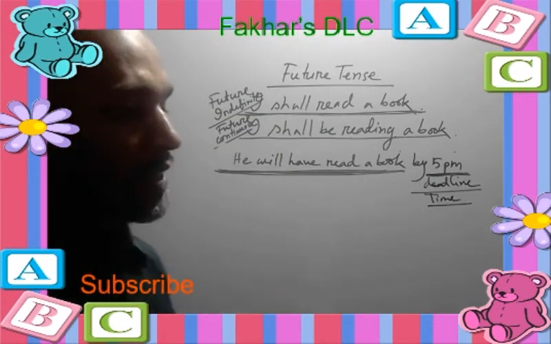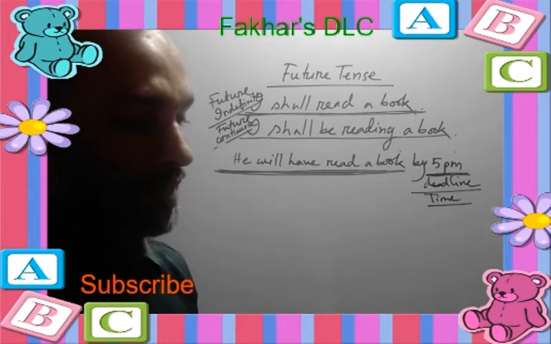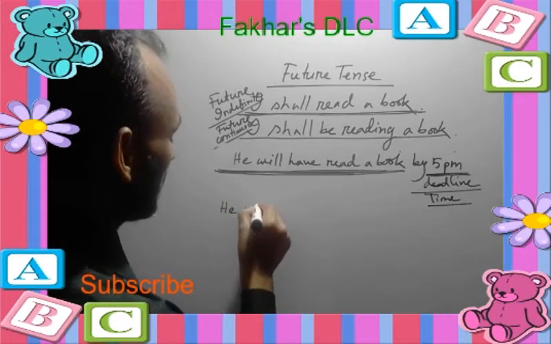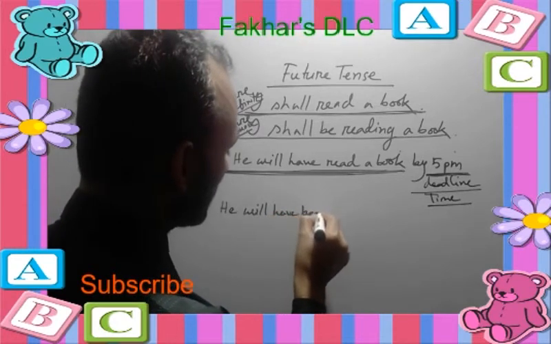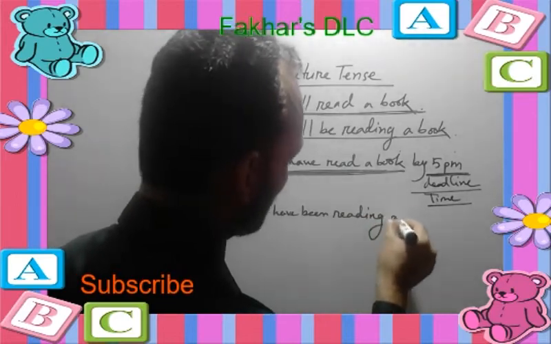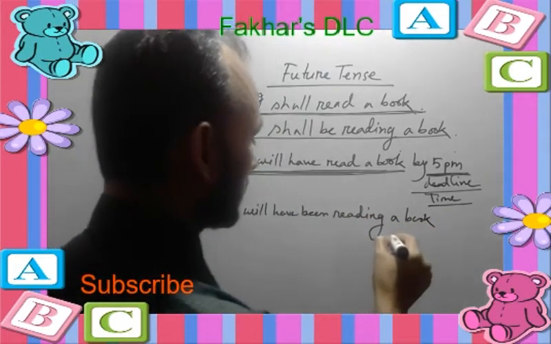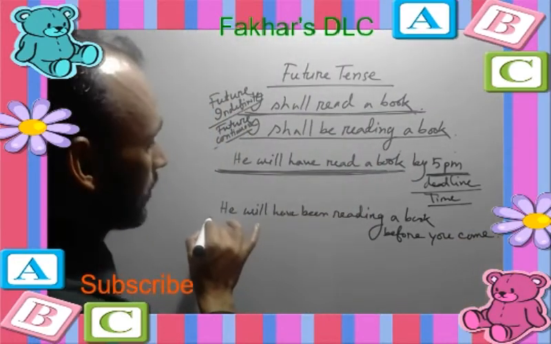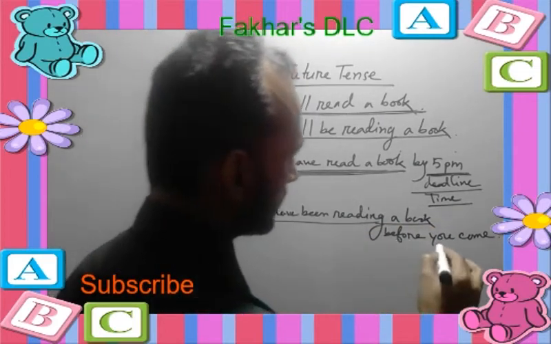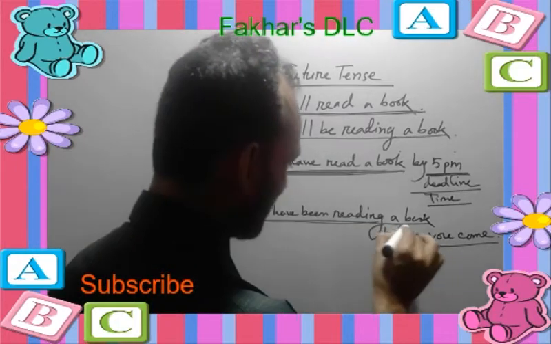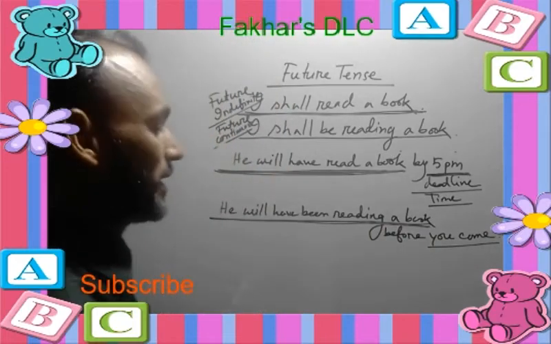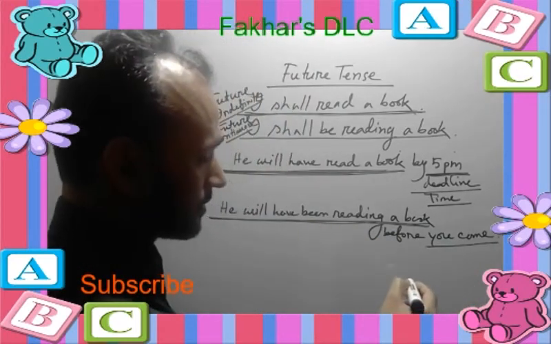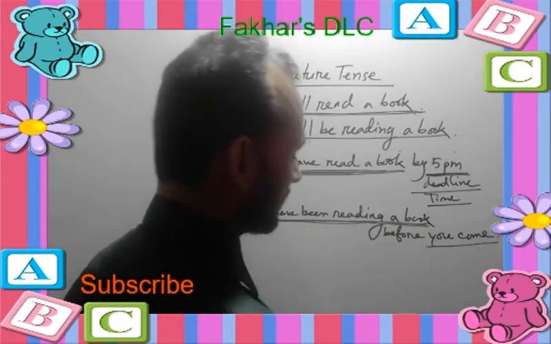Another way we will think of is future perfect continuous. I'll give an example. He will have been reading a book before you come. Think of this. He will have been reading a book before you come. In this case, if any work is continuing and it will be continuing before another work, at that time it will be called future perfect continuous.